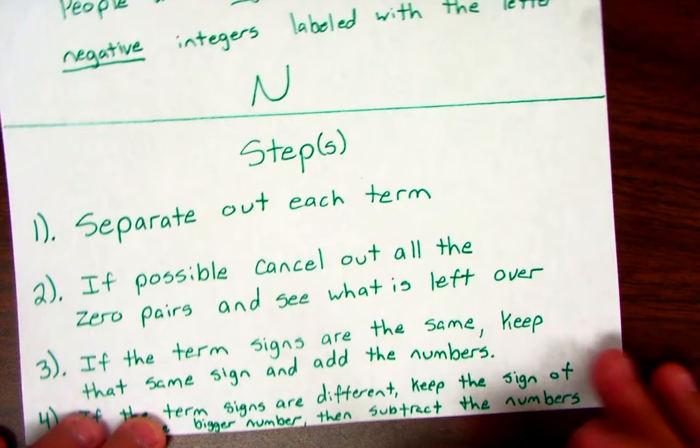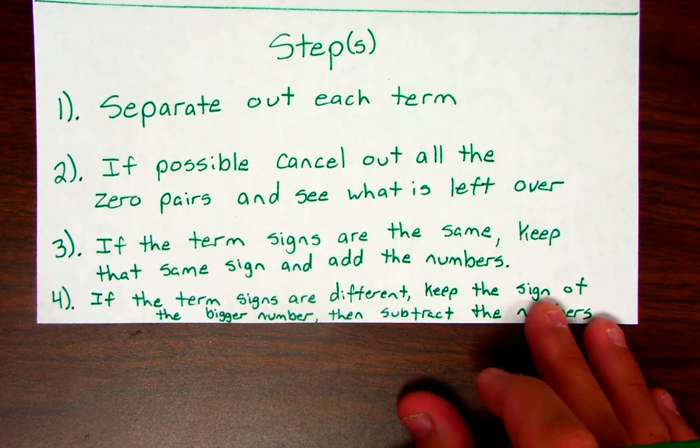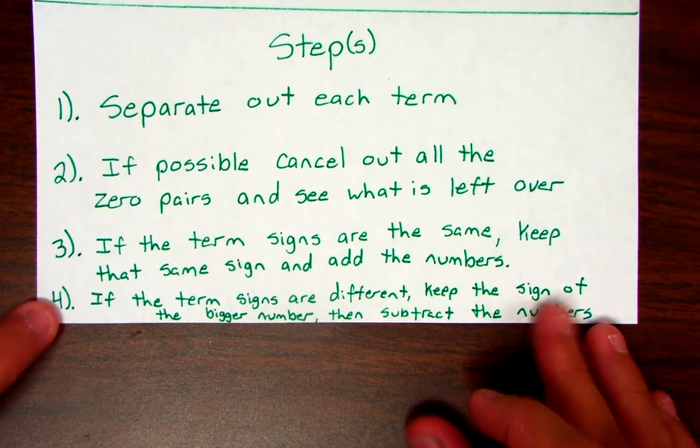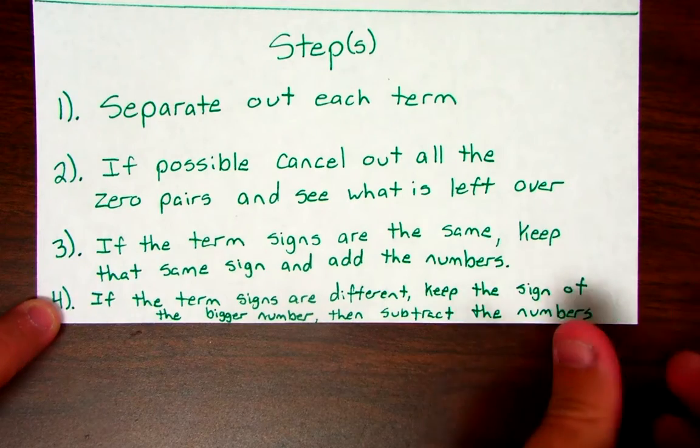Here are some steps that we're going to use. First, we're going to separate out each term. Second, if possible, we're going to cancel out all the zero pairs and see what is left over. And these are some good little tips for you right here. If the term signs are the same, you keep that same sign and add the numbers. If the term signs are different, keep the sign of the bigger number, then subtract the numbers. So let's go ahead and do a few examples.